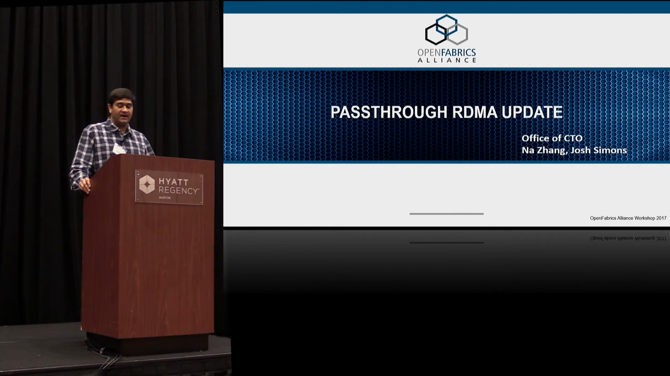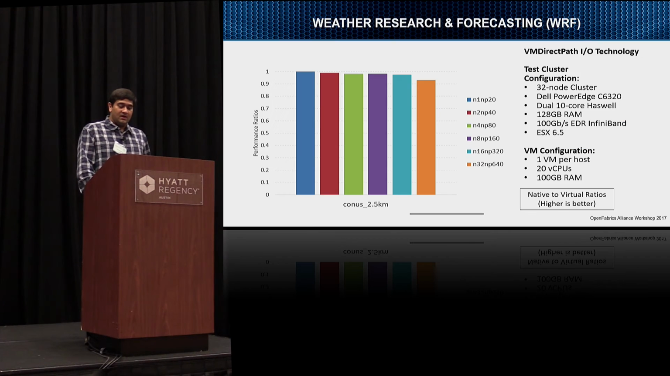The effort is by Na Zhang and Josh Simmons. Josh has presented at the OFA conferences a few times, and they wanted to discuss some more performance-related efforts that they're doing for HPC-related applications. Overall, the technology that they use is called VM Direct Path IO, which allows the entire HCA to be passed through to the guest, and the guest has complete control of the HCA.